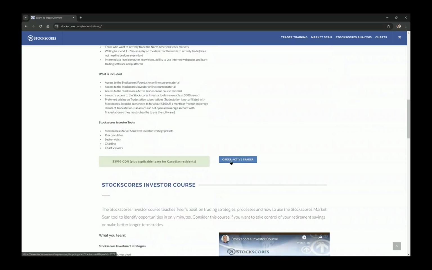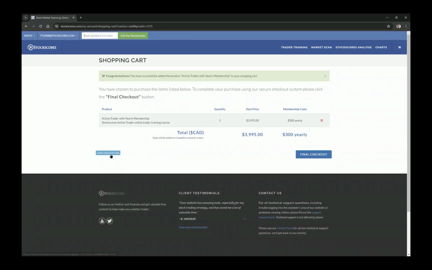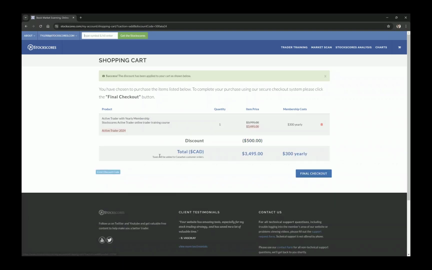And if you want to do that course, you just go order active trader, click on that, and then enter in your discount code 500 ATA24, apply discount. You see the $500 comes off. You see here it says $300 yearly. You don't pay that now. It's $34.95. In 6 months, if you want to renew, it's $300. Okay, so that's just showing you what the annual fee is to keep access to your tools. It doesn't mean that you have to pay that to stay or to maintain your access to the education. You always have access to the education. But if you want to use the market scan tool year after year after year, it's $300 a year. It's pretty cheap, relatively speaking.